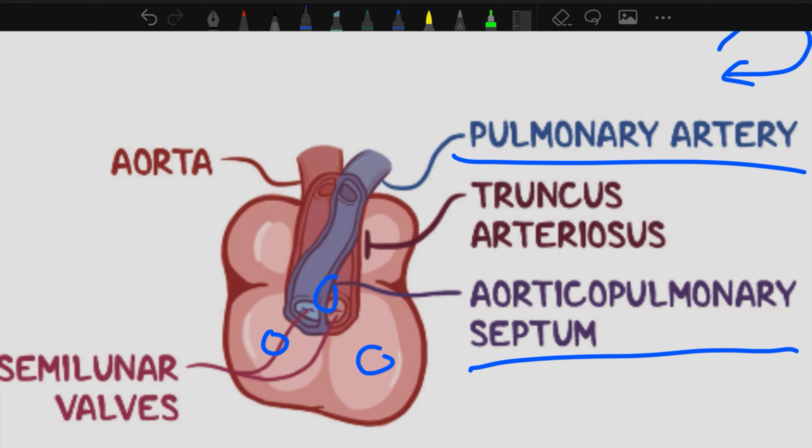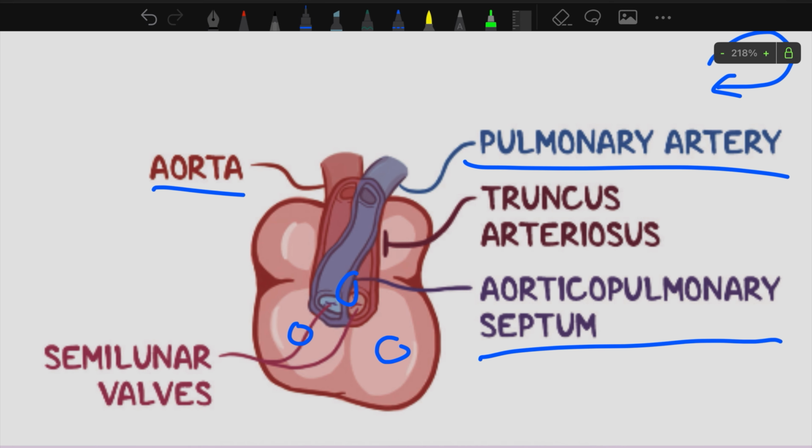So, for example, if the aorta and the pulmonary artery don't turn, that will cause a problem because the pulmonary artery will be on the left ventricular side. So the left ventricle will start pumping into the pulmonary artery, and the right ventricle will start pumping into the aorta. That's one of the congenital diseases.